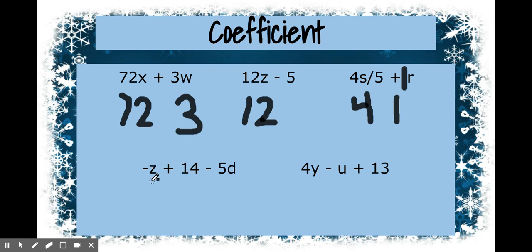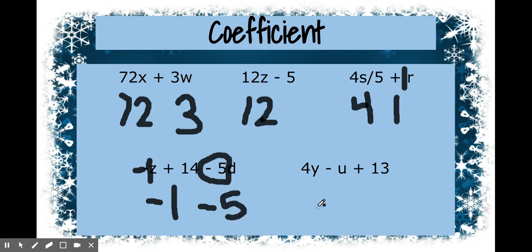When we move on to our next one, we have negative z plus 14 minus 5d. Again, it's an easy mistake to say that this has no coefficient. But I have to remember in front of this z is the secret ninja 1. And what type of 1 do I have? Well, I have a negative 1. So my coefficient is negative 1. 14 has no variable being multiplied, so I can leave it alone. Then I have a minus 5d. d is being multiplied by the 5, so I have another coefficient. But is it a positive or a negative? It is going to be a negative 5.